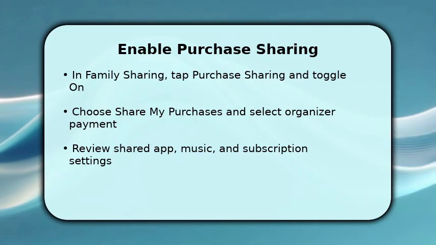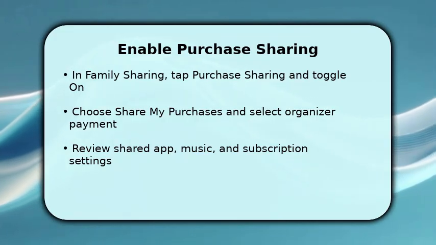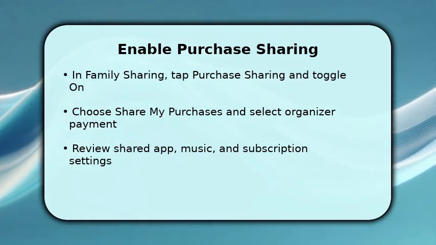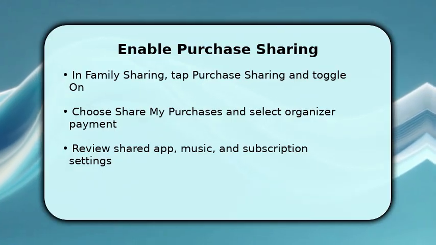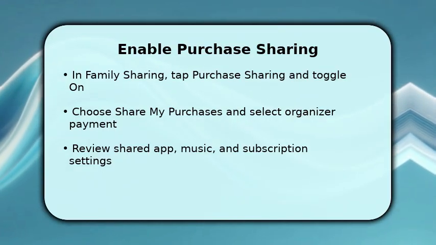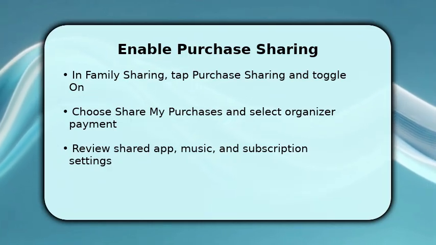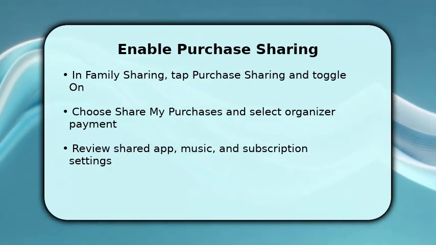Next, you enable purchase sharing within Family Sharing. Go to Purchase Sharing and turn it on so purchases flow to family members. You must explicitly select Share My Purchases and confirm the organizer's payment method will be billed for shared purchases.